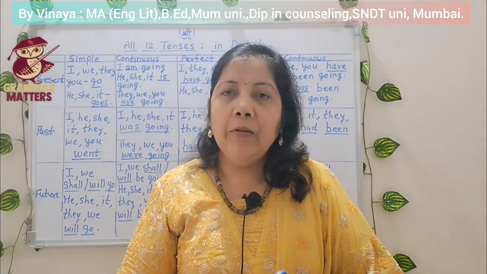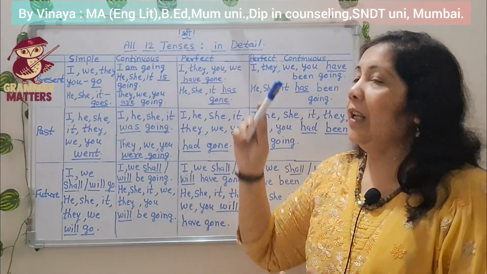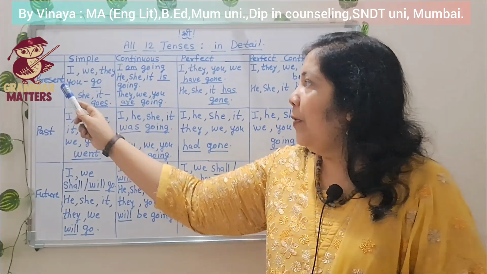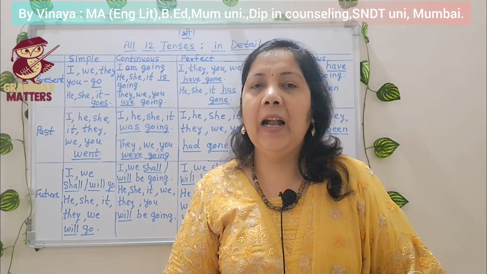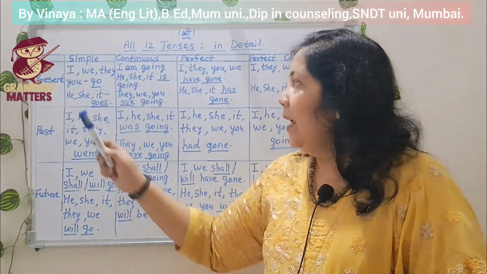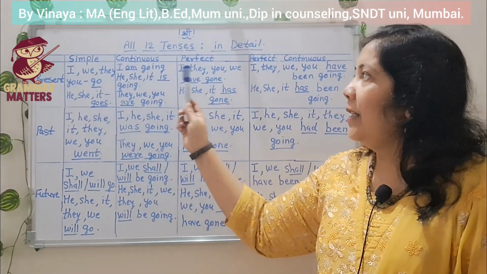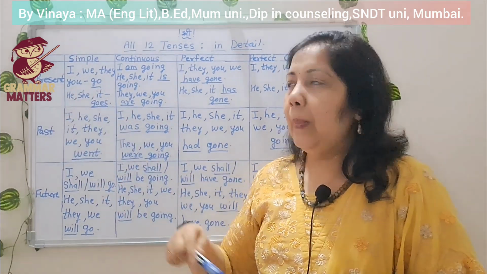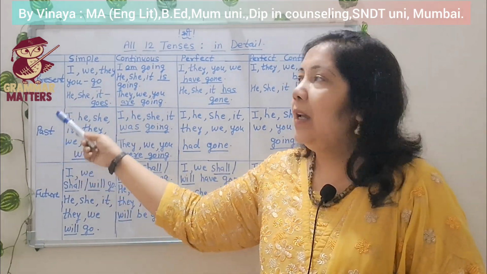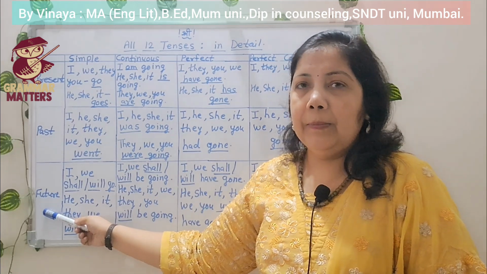So let us begin now, 12 tenses in detail. First of all, there are three main tenses: present tense, past tense and future tense. Each tense has four kinds. I am reading the names now: simple present tense, simple past tense and simple future tense.